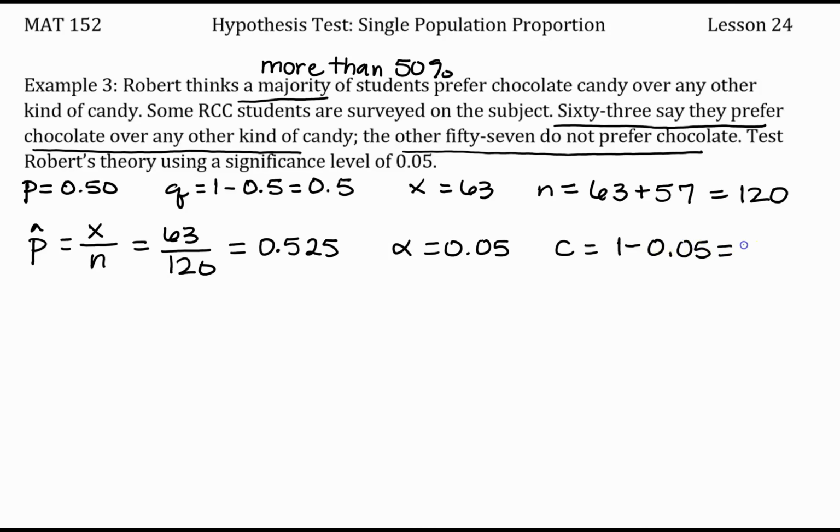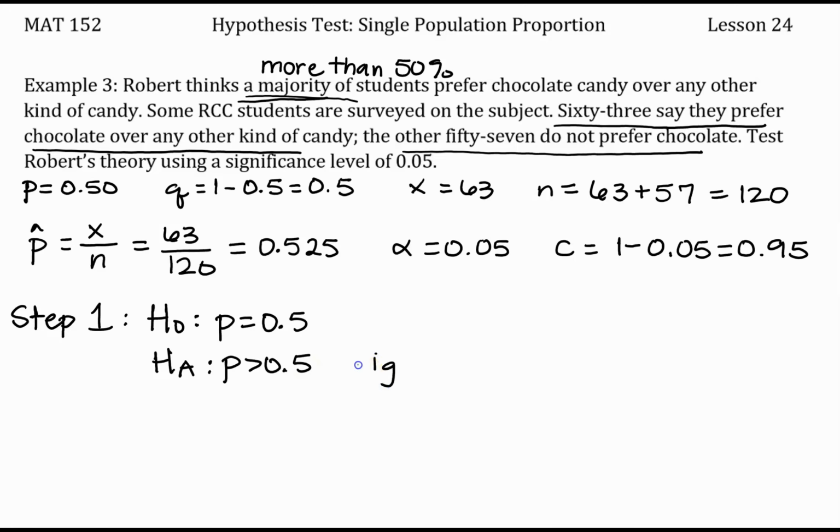Our null hypothesis is that the population proportion of people who prefer chocolate candy over any other kind of candy is equal to 0.5. That's the proportion of students who prefer chocolate. The alternative hypothesis, this is what Robert thinks. Robert thinks that it's a majority. A majority means more than. So he thinks the population proportion is greater than 1/2. He thinks it's greater than 0.5. So we know that this is a right tail test, since the inequality is pointing to the right.